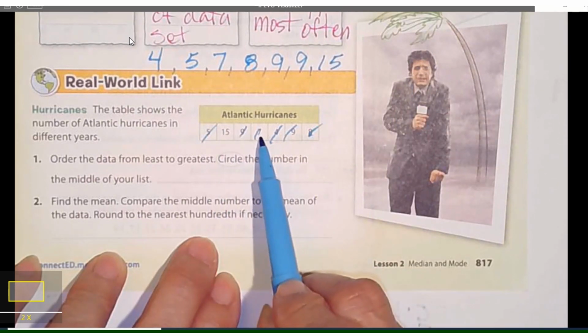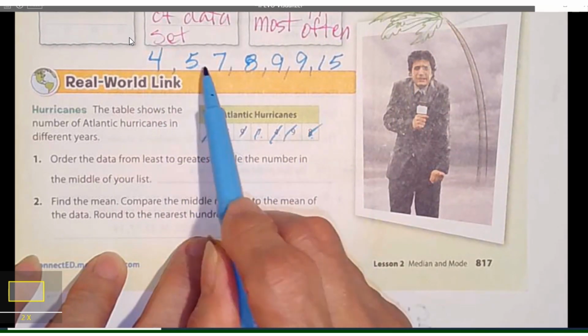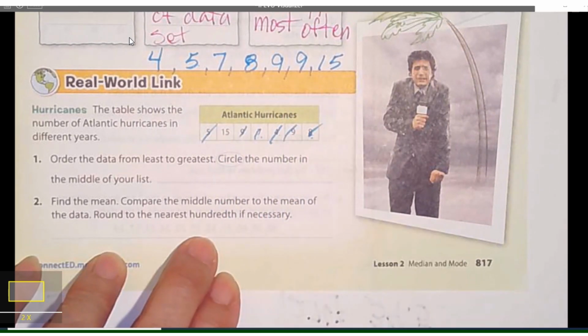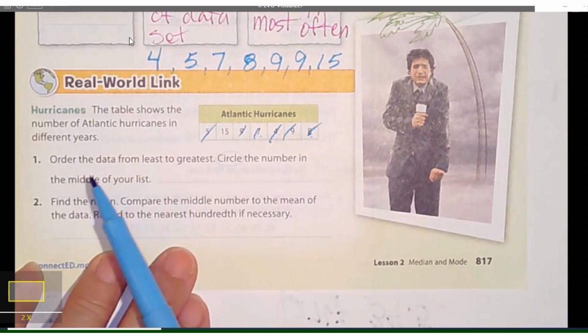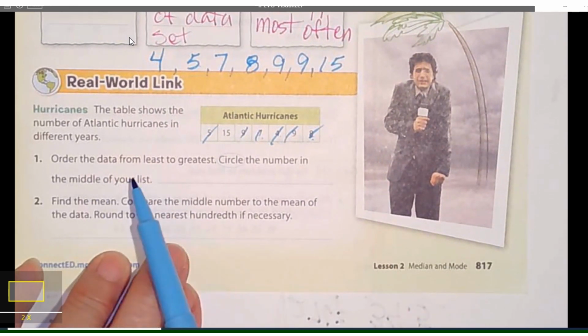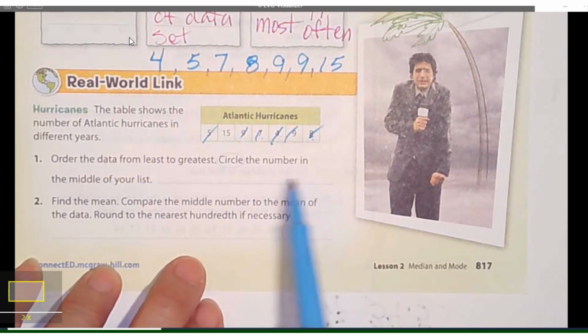Make sure I have all the numbers. 1, 2, 3, 4, 5, 6, 7. 1, 2, 3, 4, 5, 6, 7. Okay, great. Now they're all in number order. So order the data set from least to greatest. Circle the number in the middle.